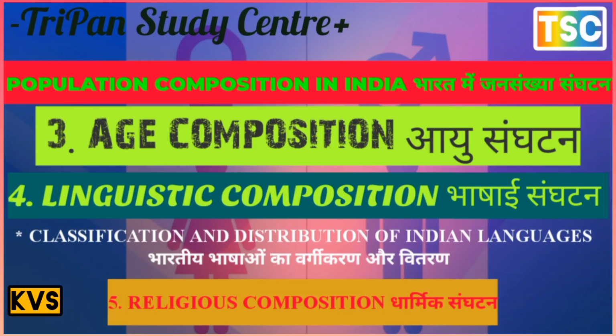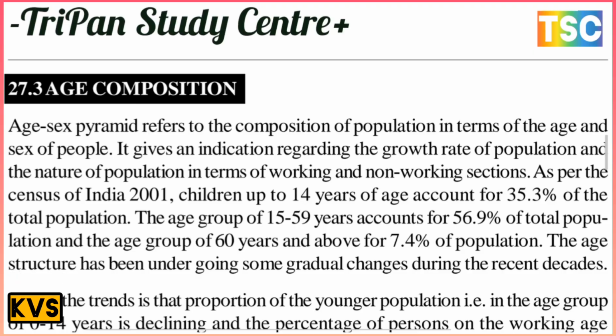Do it. Our next topic, which is the most important here, is age composition. Age composition is the most important here. An age-sex pyramid refers to the composition of the population in terms of the age and sex of people. It gives indications regarding the growth rate of the population and the nature of the population in terms of working and non-working sections.